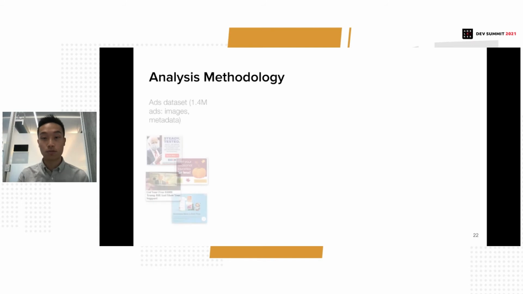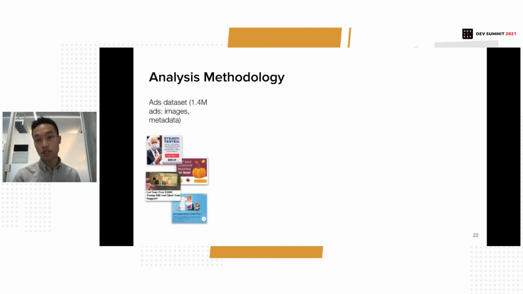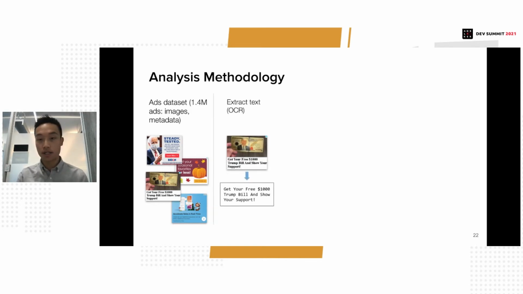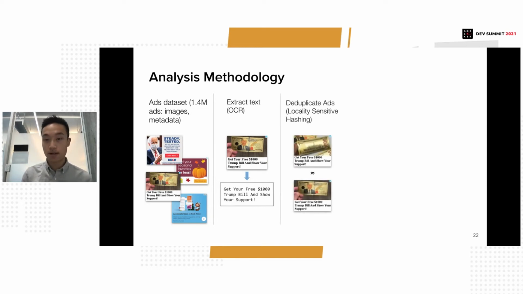So our crawler collected 1.4 million ads in total in the form of screenshots of ads and metadata like the URL of the page that the ads appeared on. To enable automated analysis, we extracted the text of the ads using optical character recognition. Then, to reduce redundant processing, we identified duplicate ads using locality-sensitive hashing.